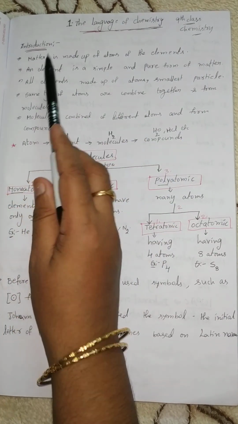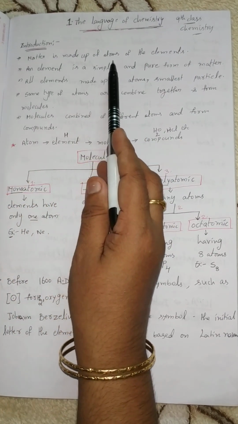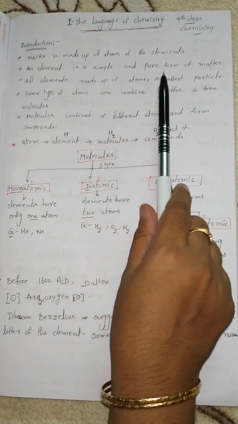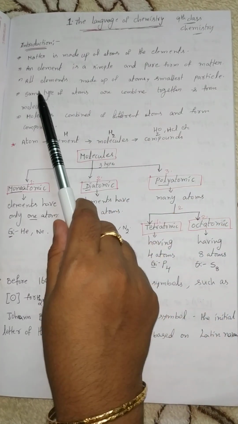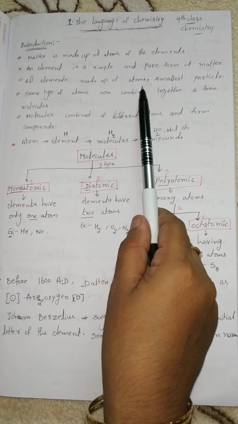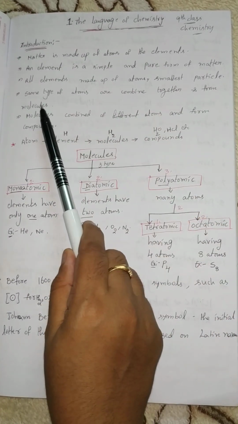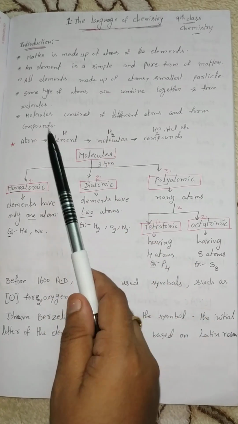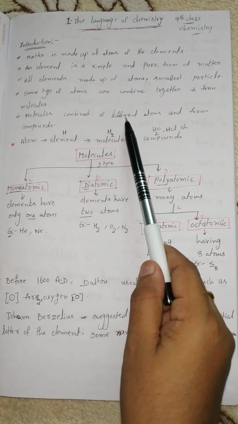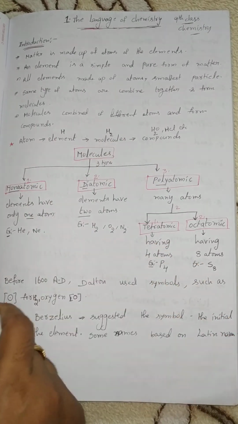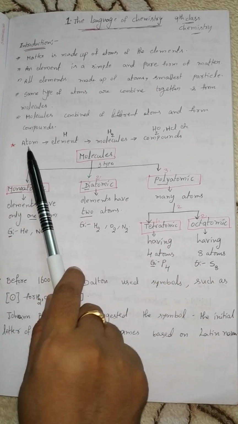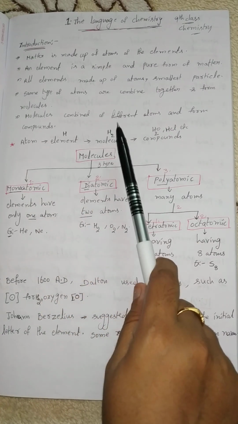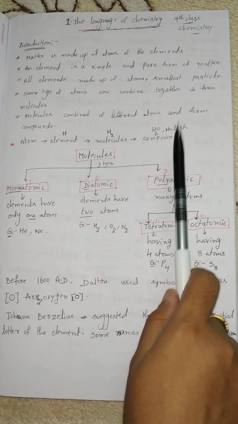We know that every matter is made up of atoms of the elements. An element is a simple and pure form of matter. All elements are made up of atoms, the smallest particles. Same type of atoms combine together and form molecules. Molecules combine and form a compound. So atoms combine to form elements, elements form molecules, and molecules combine to form compounds.